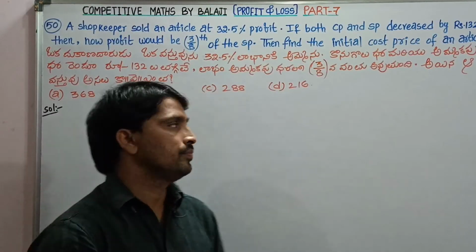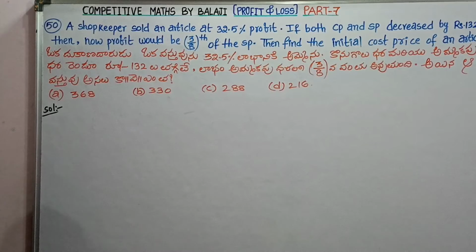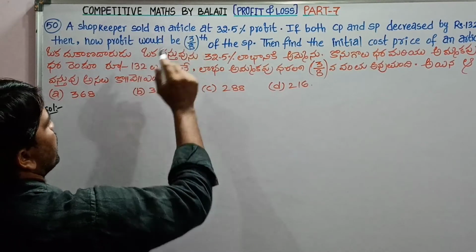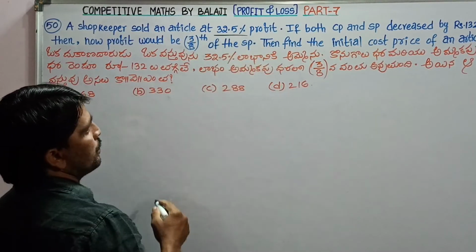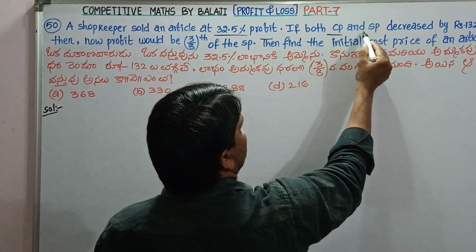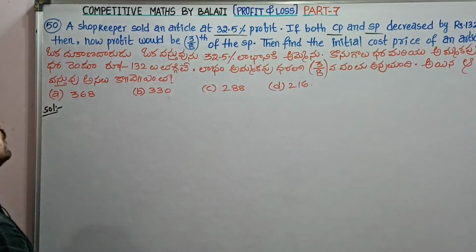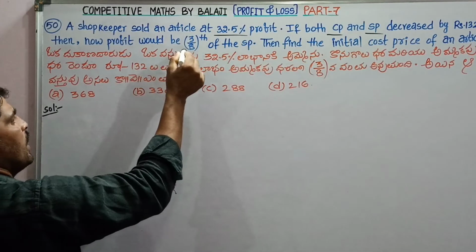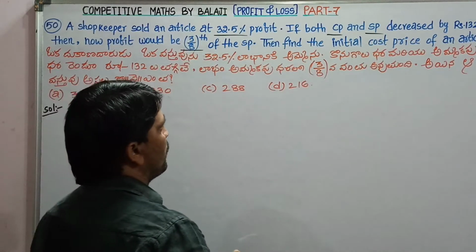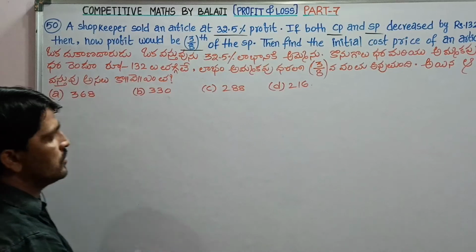Next question, 50th one. A shopkeeper sold an article at 32.5% profit. If both CP and SP decreased by rupees 132, then now profit would be 3 by 8 of the SP. Then find the initial cost price of an article.